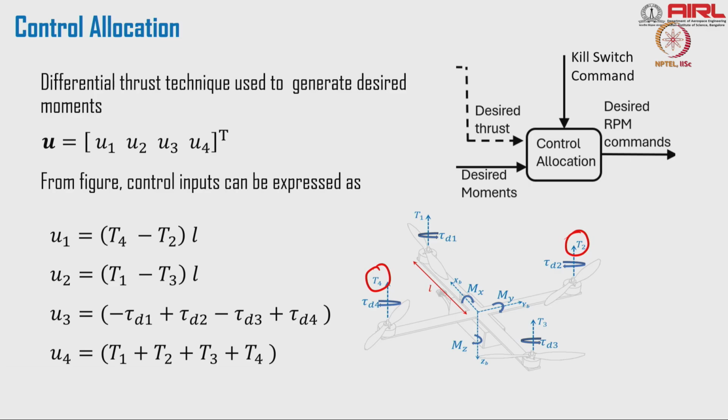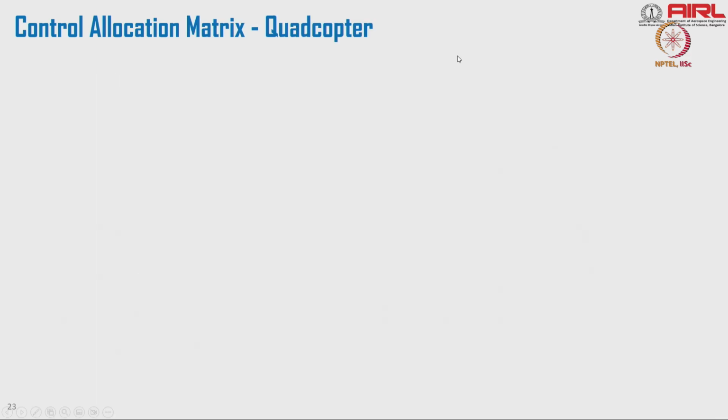U2 is T1 and T3, that talks about roll. U3 is your yaw, basically coming from the torque of all 4 motors, right? Because 2 of them rotate in one direction and the other 2 rotate in the opposite direction, that's how U3 comes out. U4 is total thrust, T1 plus T2 plus T3 plus T4, that's your thrust, right? Now let's look at the control allocation matrix for a quadcopter.